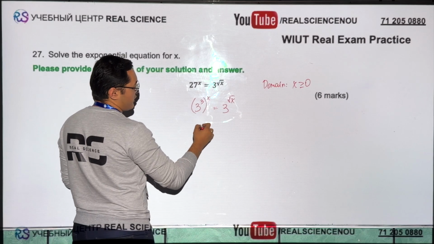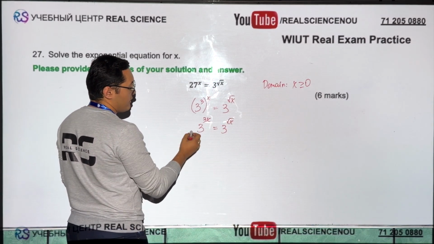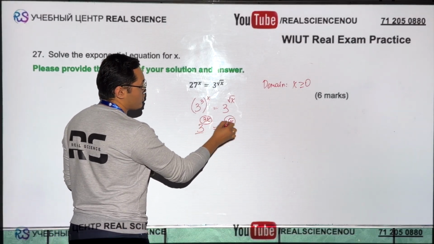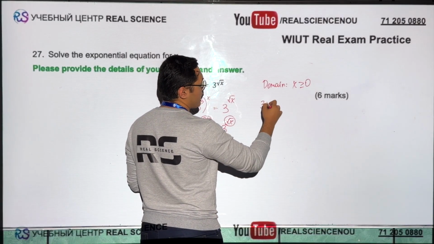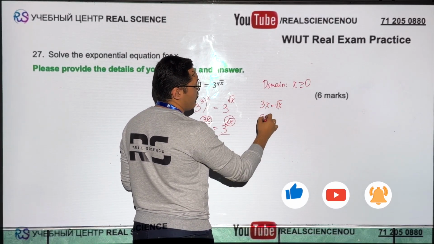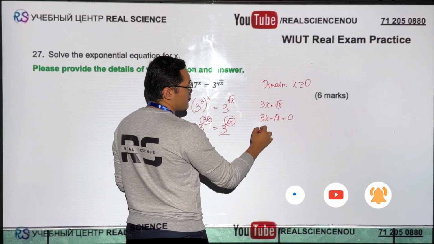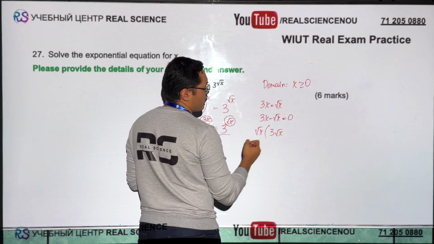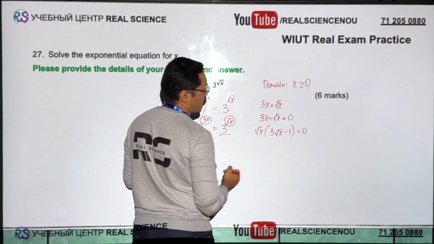Now let's solve that. 3 to the power of 3x is equal to 3 to the power of square root of x. Because we have the same bases, we can just make these two exponents equal to each other. That's just going to give us 3x is equal to square root of x. Now let's solve this equation. 3x minus square root of x is equal to 0. Let's take square root of x as a common factor. So what's left? Square root of x times (3 square root of x minus 1) is equal to 0.